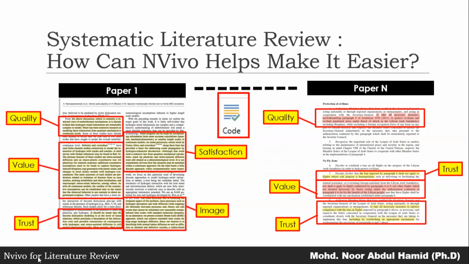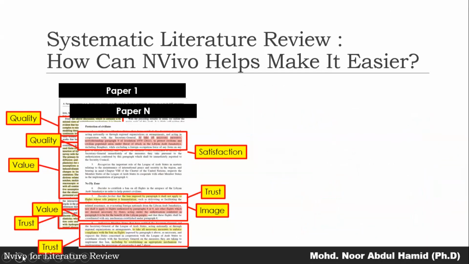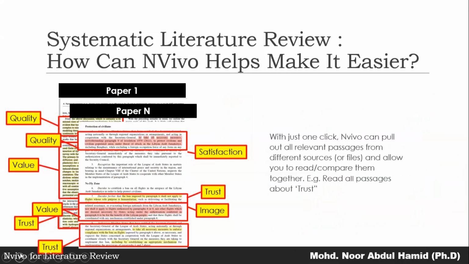So what NVivo will do is, once you have coded your papers, with just one click, NVivo can pull out all relevant passages from different sources, in this case from the different files, and allow you to read and compare them together. For example, you just want to read everything about trust. Of course, various papers talk about trust everywhere in the paper. So if you want to read it manually, it is hard for you to find where in the passage or in the text they talk about trust.